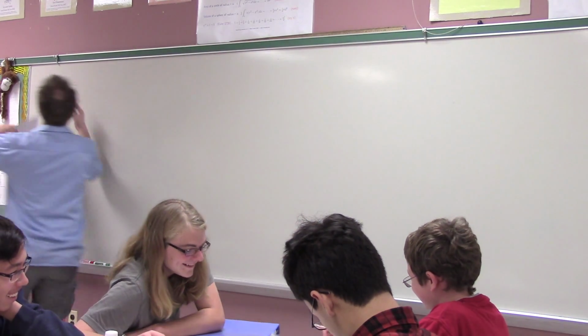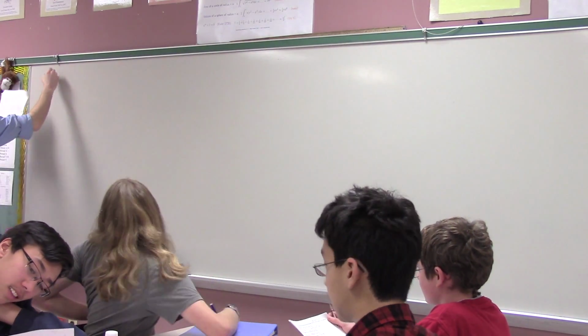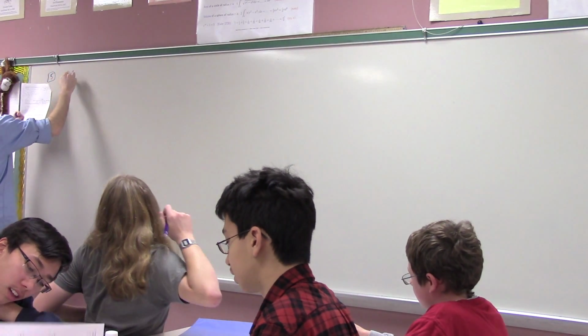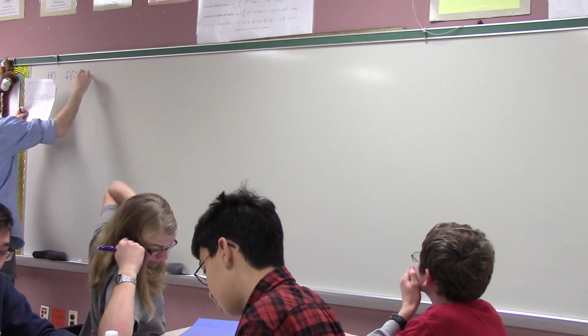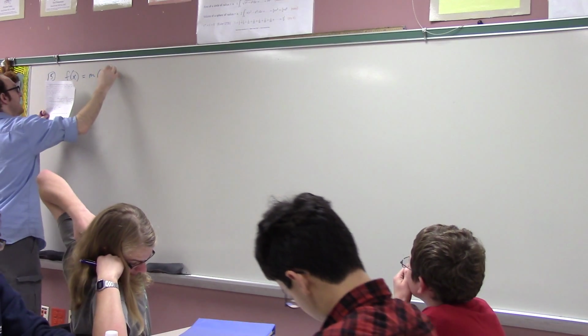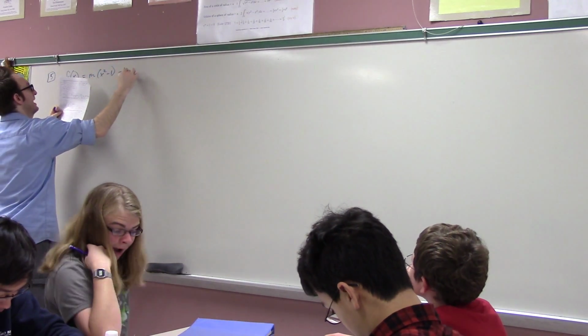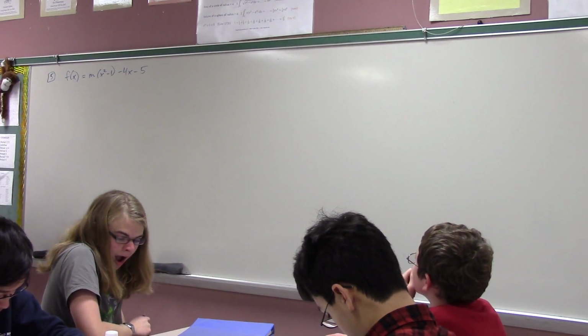Okay, so George, here is essentially the issue. Here's the function. This function is x squared minus 1 minus 4x minus 5. I want to know when it's going to have a double root.